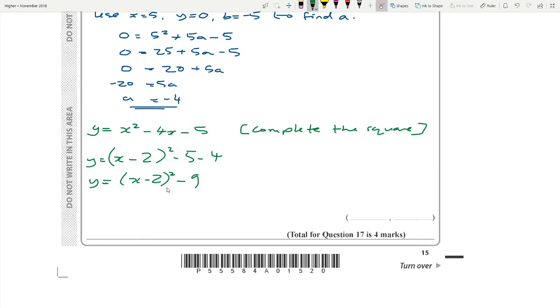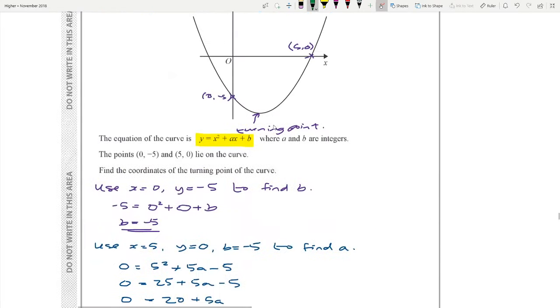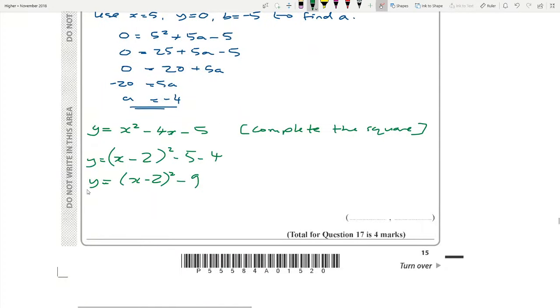Okay, so therefore the turning point, remember, because we want the lowest point, we want y to be the smallest possible number. In order for y to be the smallest possible number, we need to make this bracket here equal 0. The way we make this bracket equal 0, x has to be positive 2. When x is positive 2, y is going to be minus 9. So therefore the turning point is going to be the coordinates 2, minus 9. Okay, and that's the answer. So the turning point is 2, minus 9.